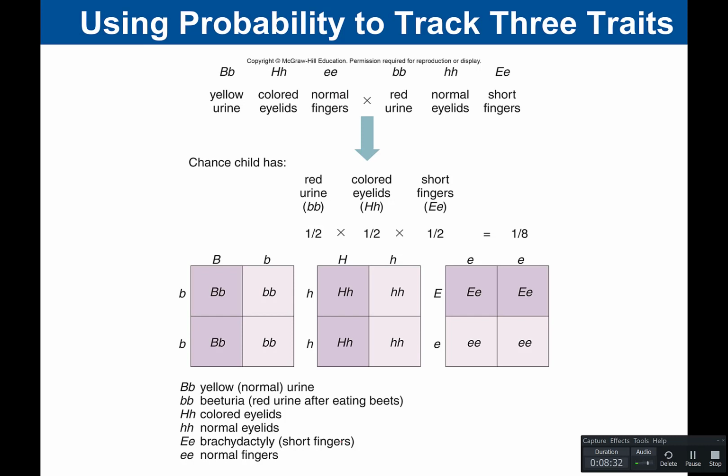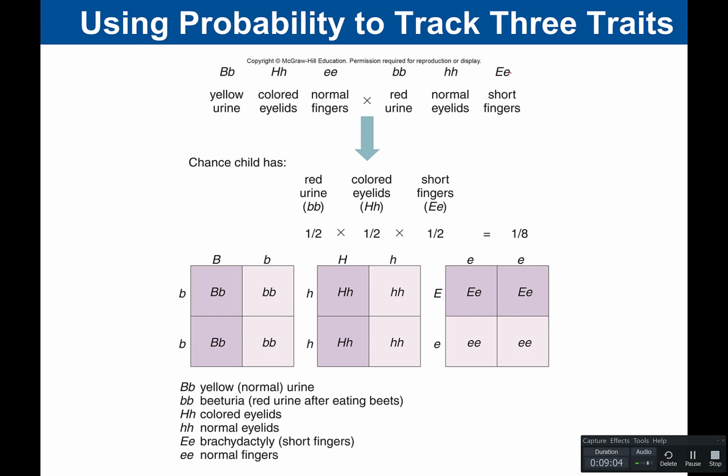So let's say that we wanted to cross these two parents. One parent is big B, big H, little e, crossed with a second parent that is little b, little h, big E, little e. And we want to calculate the probability that a child has red urine, is heterozygous for colored eyelids, or just has the colored eyelids, and has short fingers.